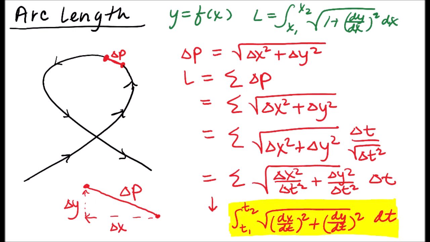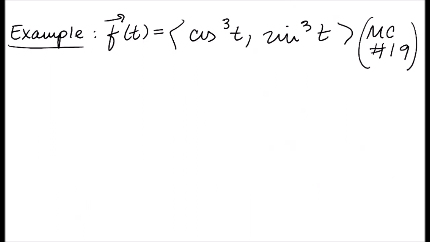So I went ahead and took the time to highlight that for you because that's something we're going to need to commit to memory. Okay, the example from the multiple choice packet that I've got for you is number 19. Now, I think they may have written it as a pair of parametric equations, but I think it's healthy for us to be able to recognize these things as vector equations as well. And they're going to ask us for the length of the graph of f over the time interval 0 to pi over 2.